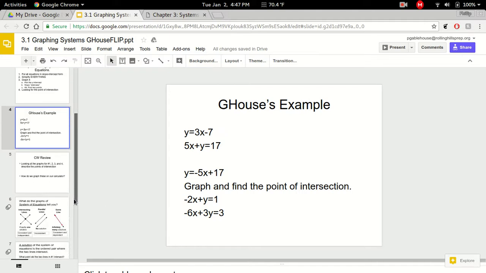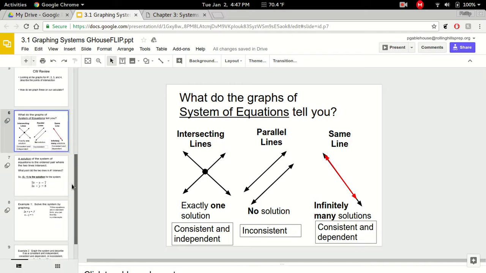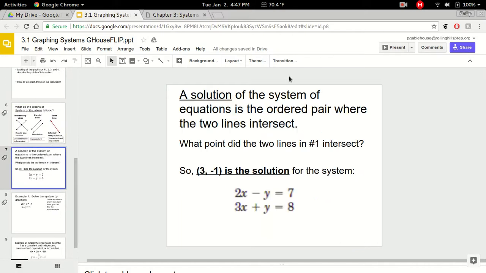So those are our 3 possible cases that we can have: consistent, inconsistent, and the dependent case. Or independent, inconsistent, dependent. That's how I learned it when I first learned this. So, all right, let's talk about what the solution of a system of equations is.